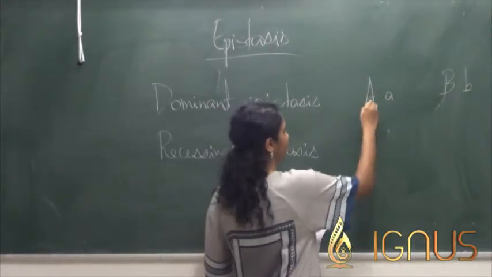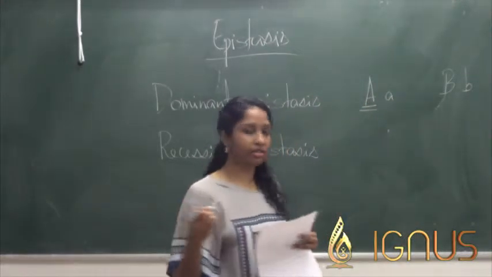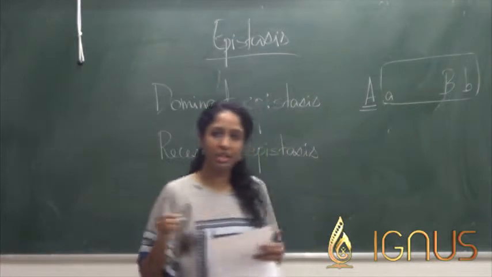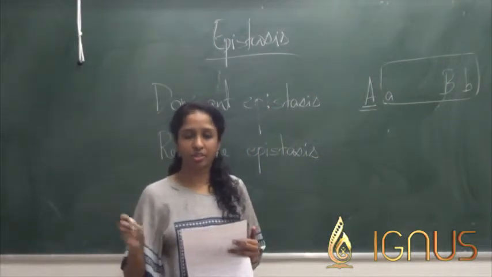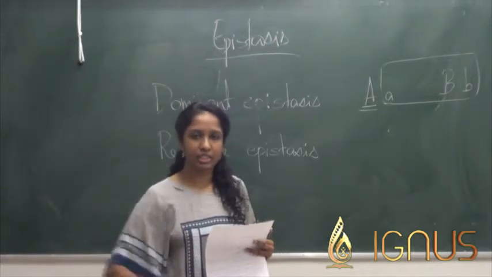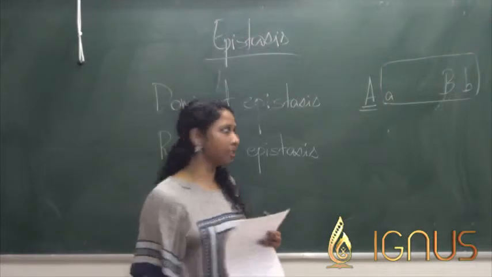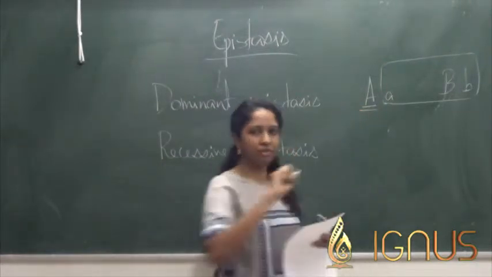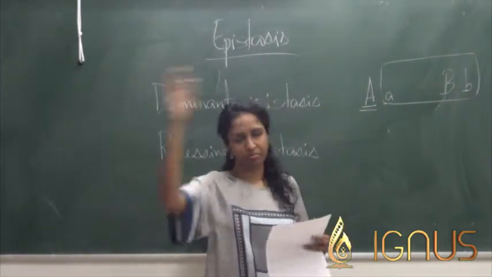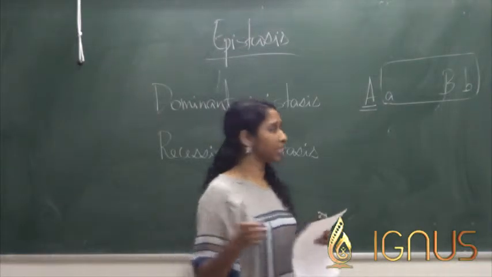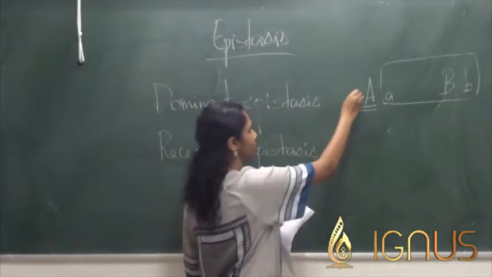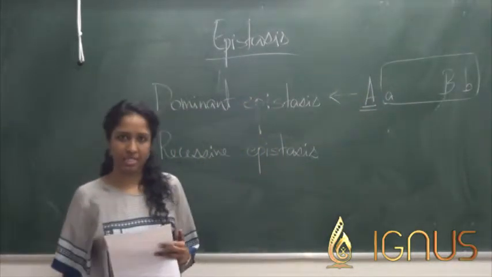Now imagine that gene A is going to mask the phenotypic expression of all the other alleles. It's very much important that you remember this, that it's not the genotype that is getting changed, but rather the phenotype that is getting changed. So if the dominant allele of gene A is going to mask or stop the phenotypic expression of all of the other alleles, then this kind of epistasis is known as dominant epistasis.